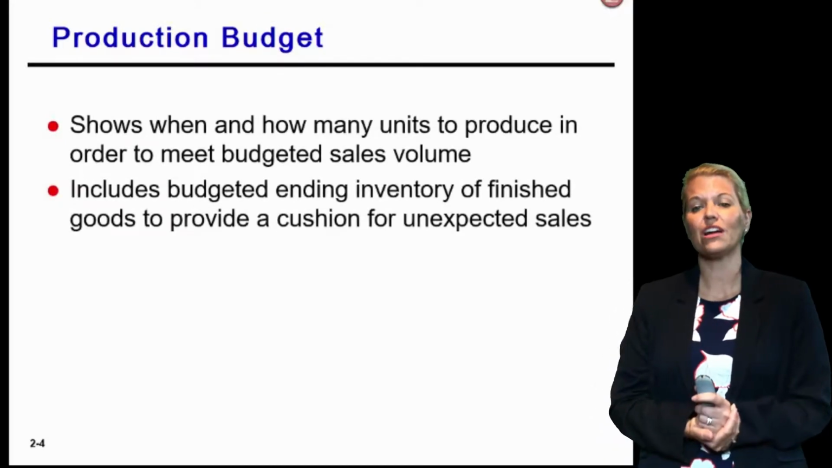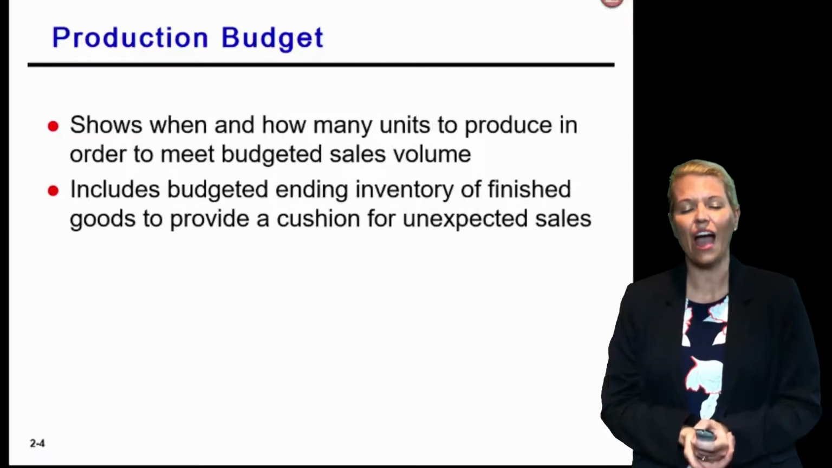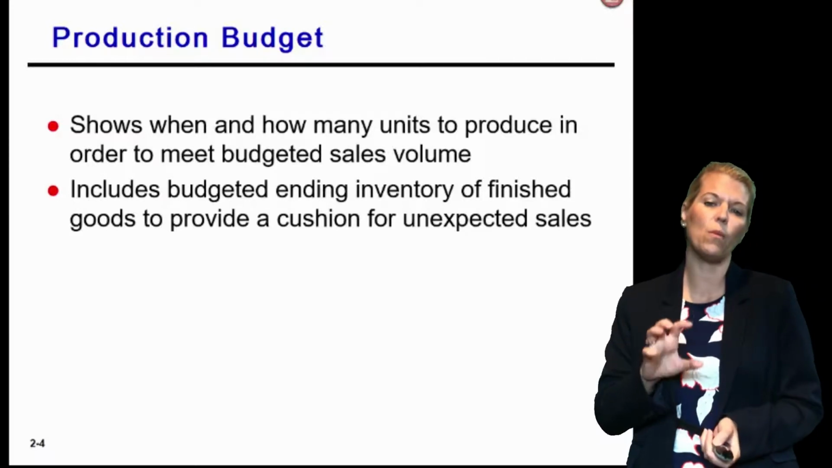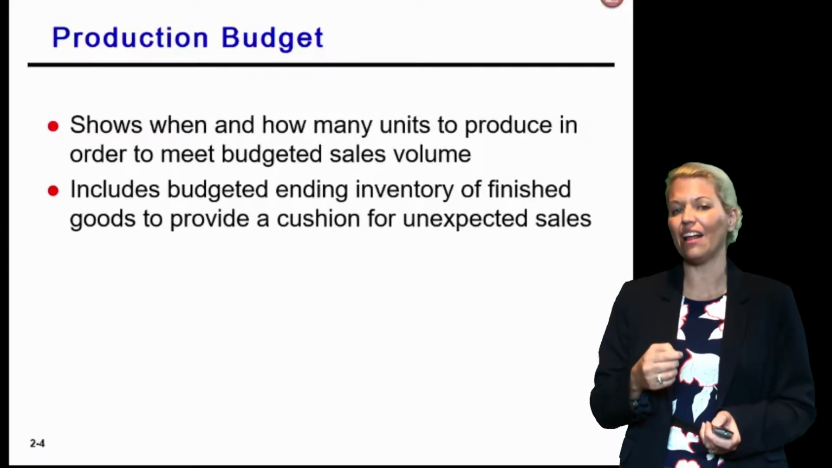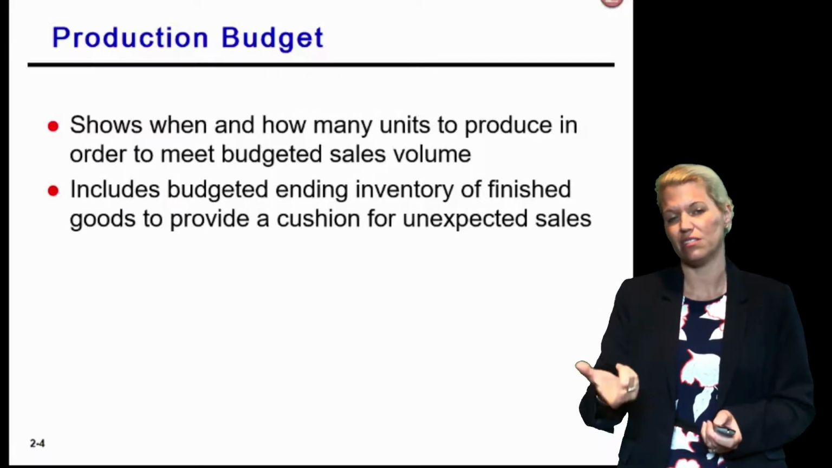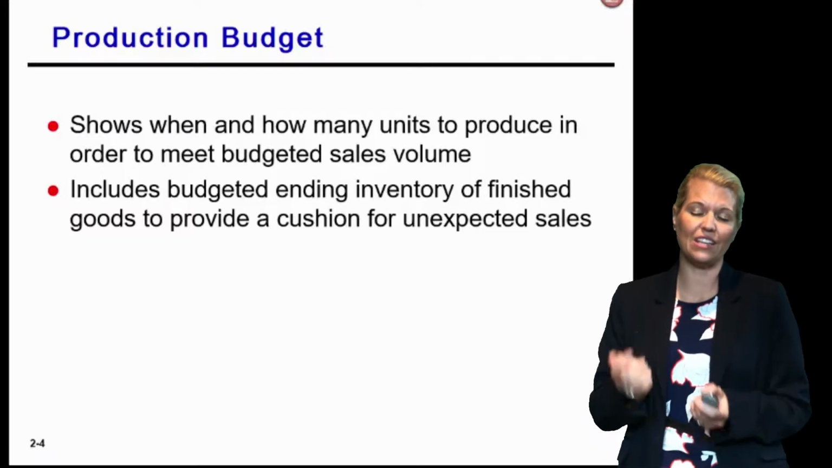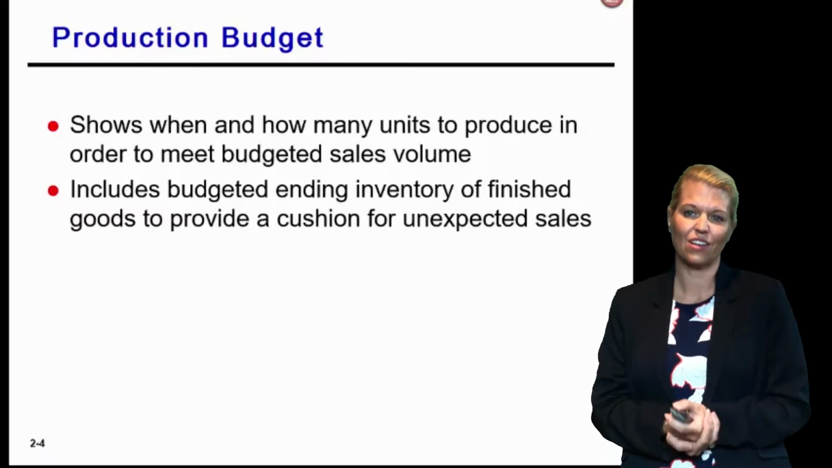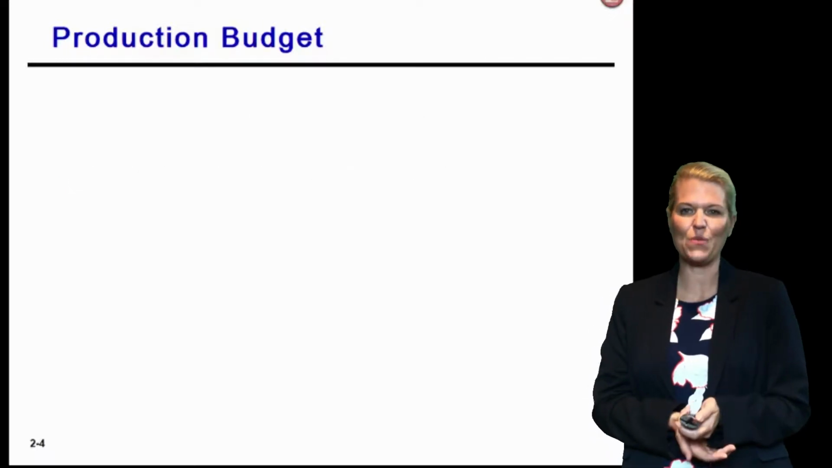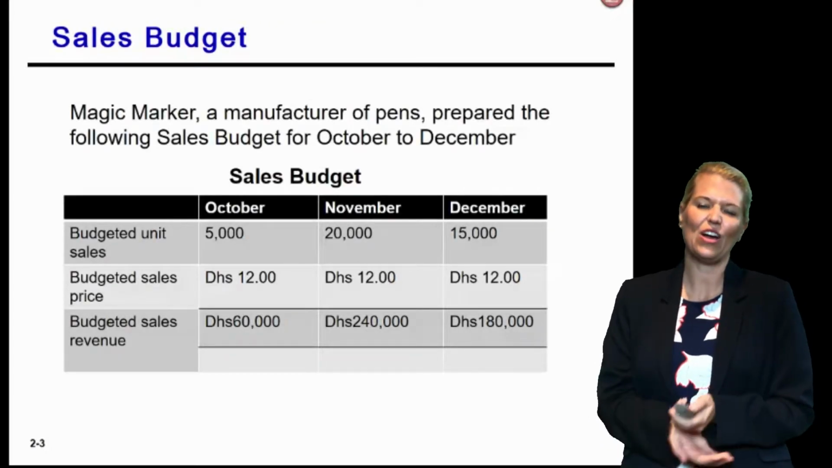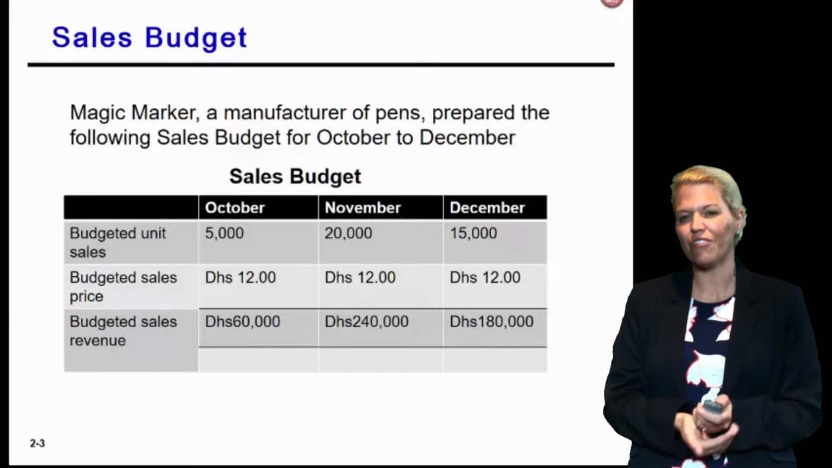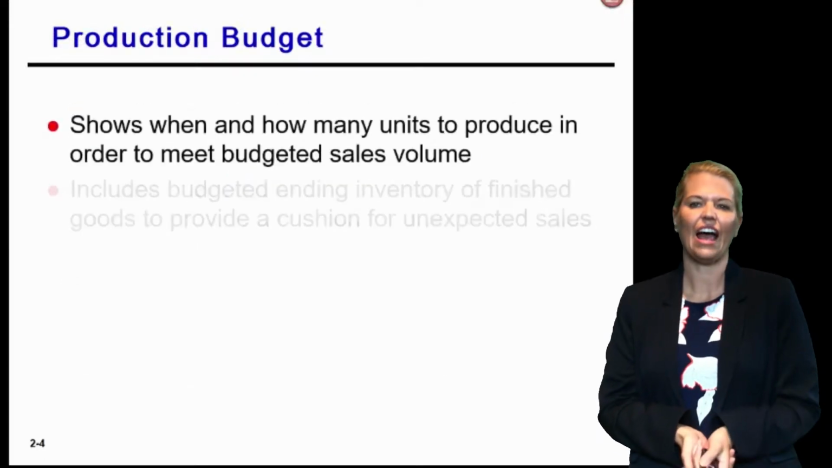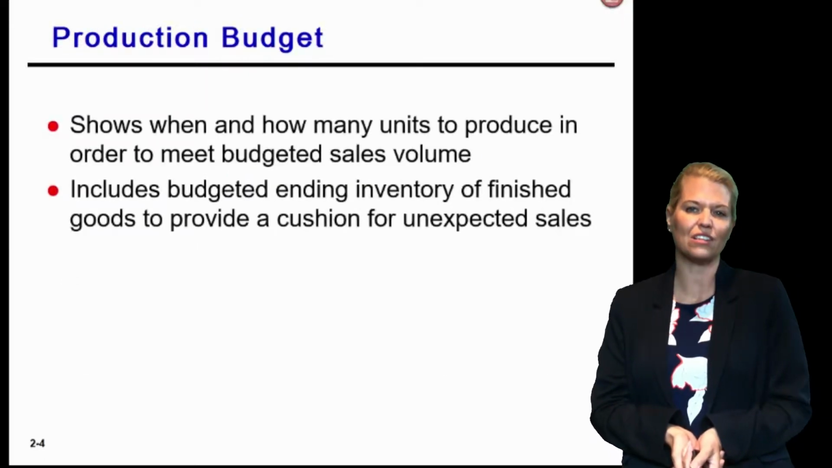So in our production budget, we are going to say how many units do we need to make so that we can sell the budgeted amount, like we have seen in our previous sales budget. Let me just go back one so that you can see. I'm referring to that top line, that 5,000, 20,000, and 15,000.